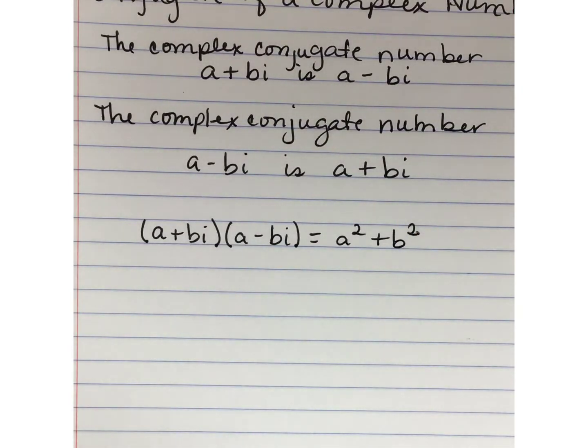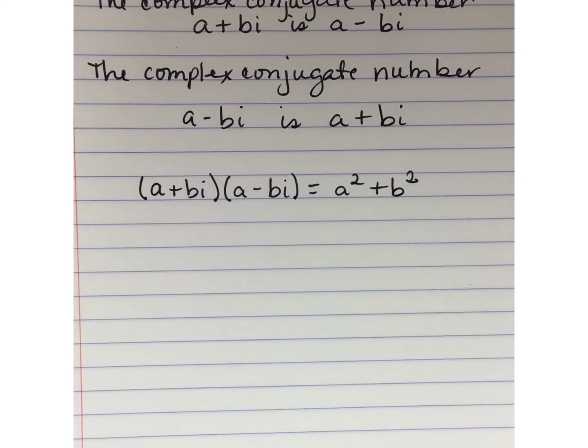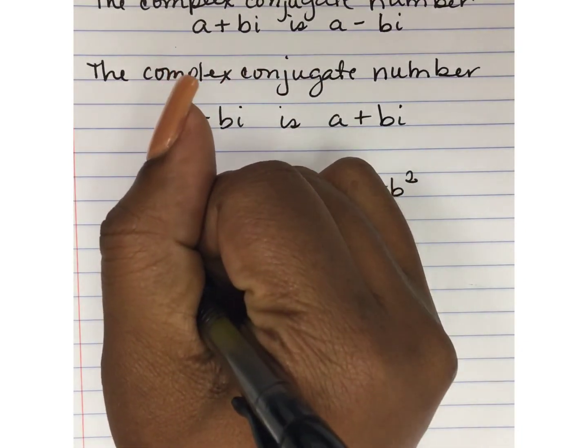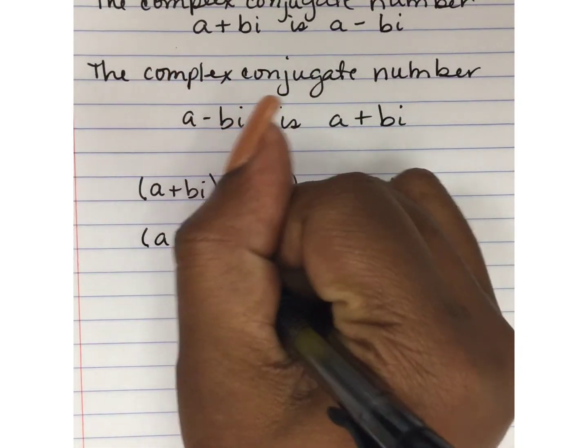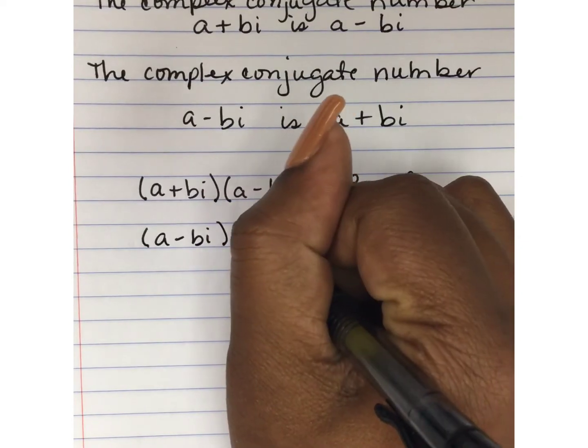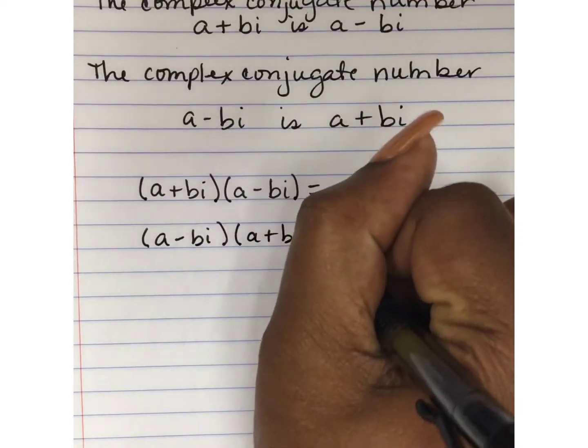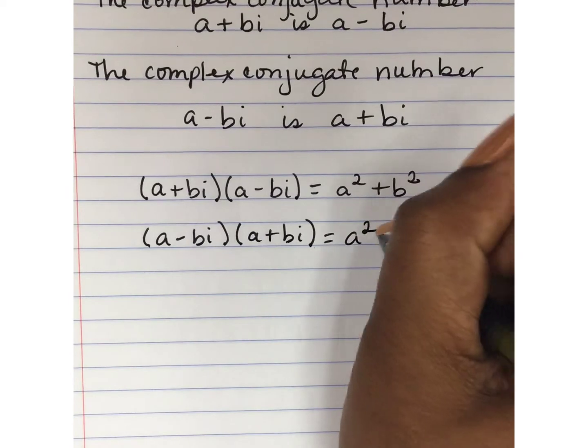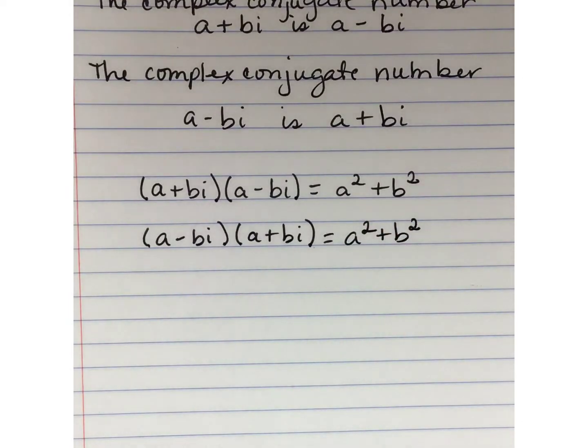You're going to get a real number once you multiply the conjugates, which hence gets rid of the i in the denominator position, because we don't want the imaginary number to appear in the denominator position. And if we have a minus bi times a plus bi, we still get a squared plus b squared. So our whole purpose is to get a real number in a denominator position. So let's see what Ms. Reese is talking about.